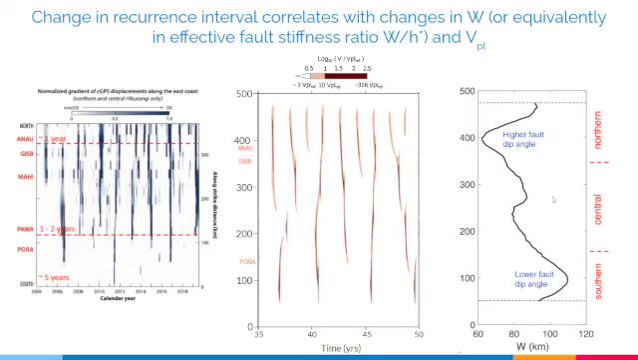changes in the effective stiffness ratio, in that the SSEs that are more frequent occur in the northern part of the margin where W is narrower, and the SSEs that are less frequent correlate with the region where the SSE source region, or W, is larger. And this segmentation is also enhanced by the along-strike change in the plate rate.